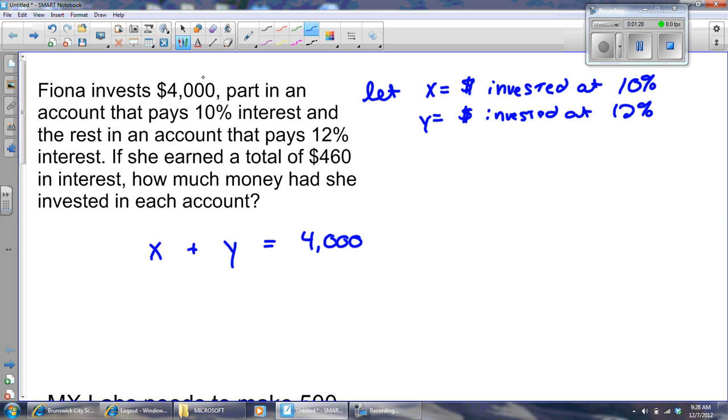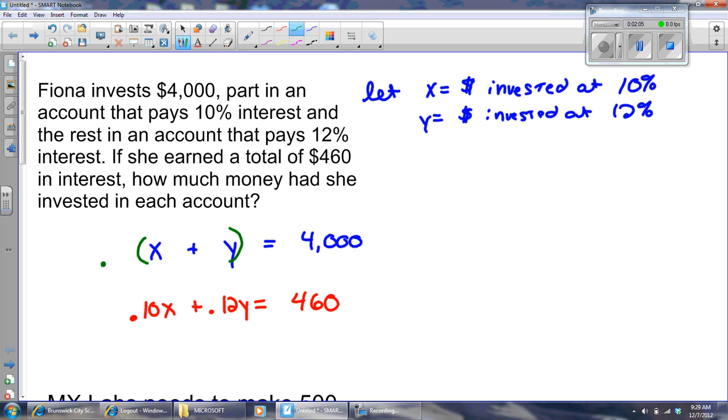Now, how much interest does she get from the first account? Well, she gets 10%. So 0.10x plus 0.12y, and that's going to equal a total of $460. The interest from the first account plus the interest from the second account equals the total interest. Now, I really like to do these by substitution, but I could see how you might want to do this one by elimination. So I'll do it by elimination.